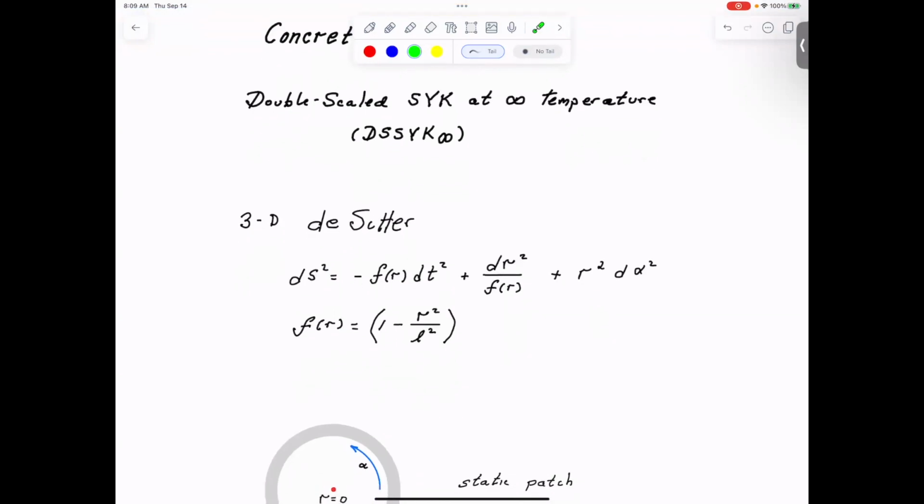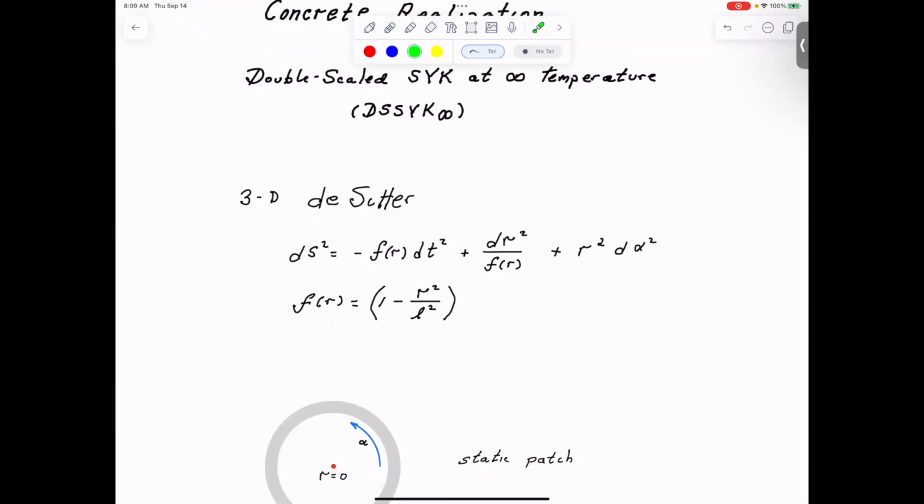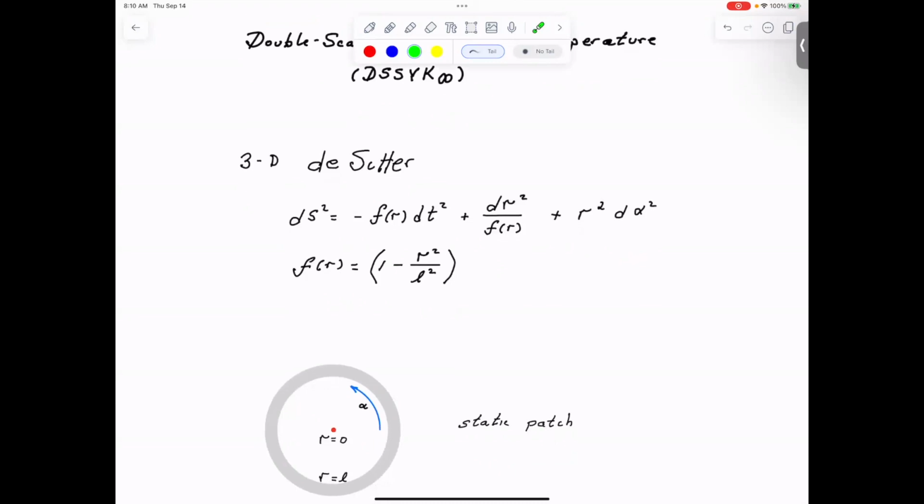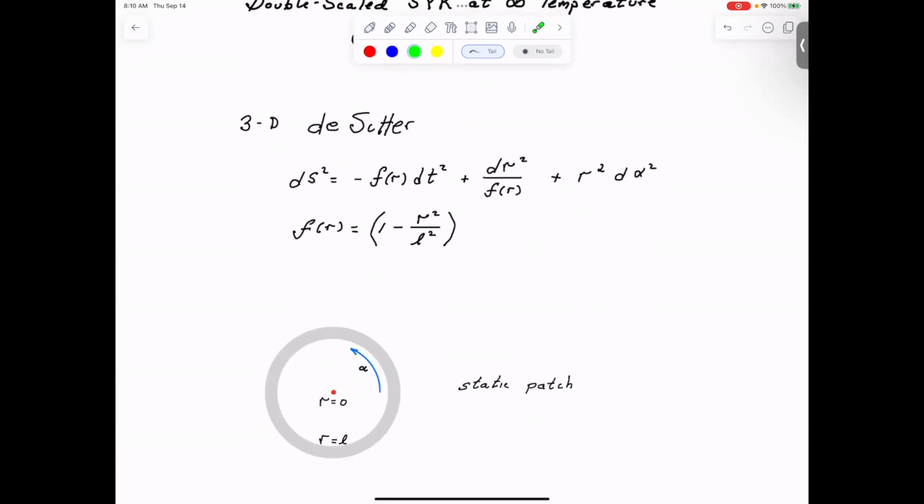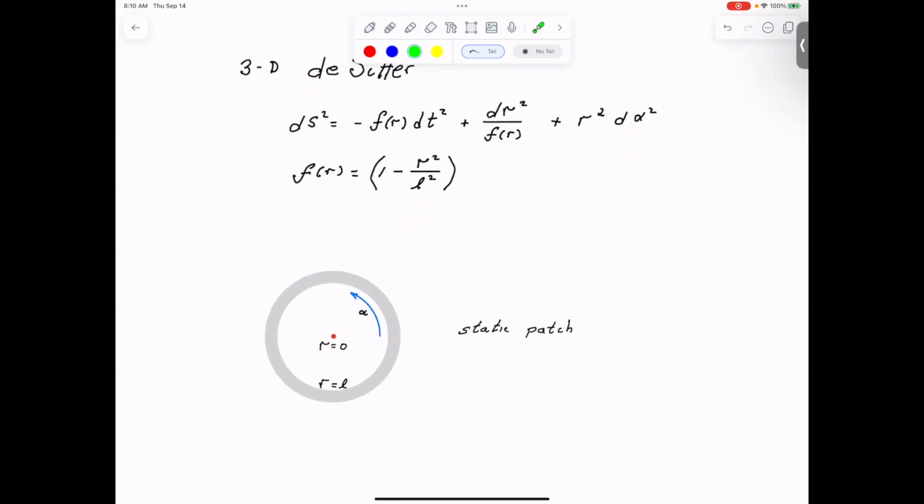in particular, to understand the JT version of this, the bulk description, I think it's best to start with 3D de Sitter space. Here's 3D de Sitter space. There's an angular variable alpha, and f of r is the usual de Sitter space, what is it called? Emblackening factor, 1 minus r squared over L squared. L is the radius of curvature of the de Sitter space.